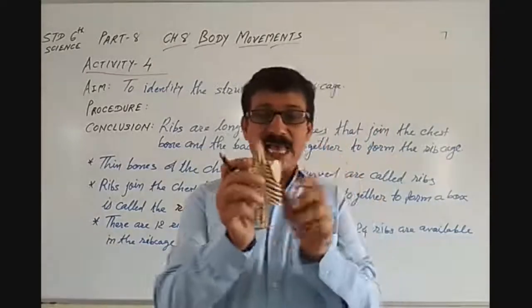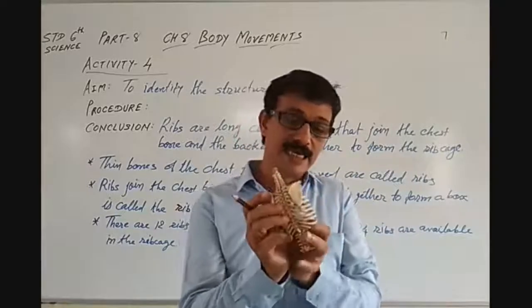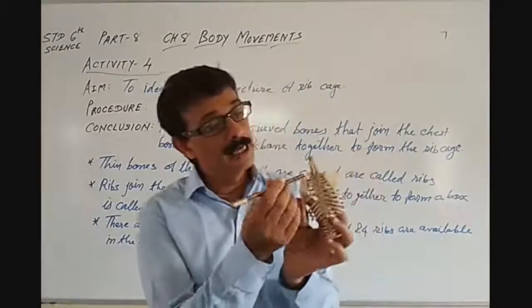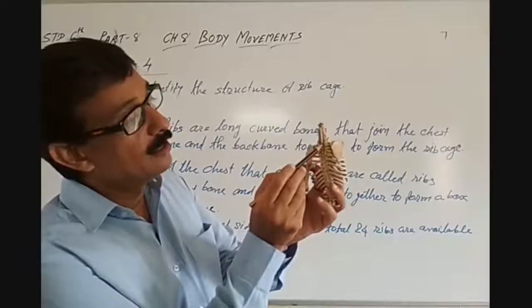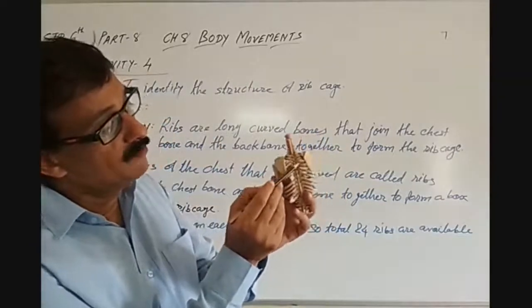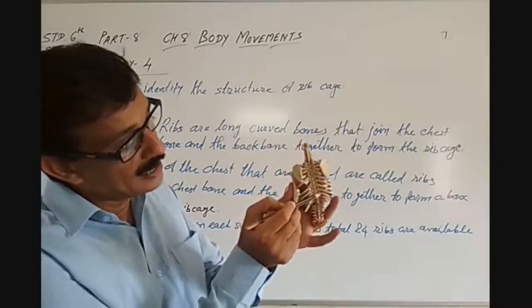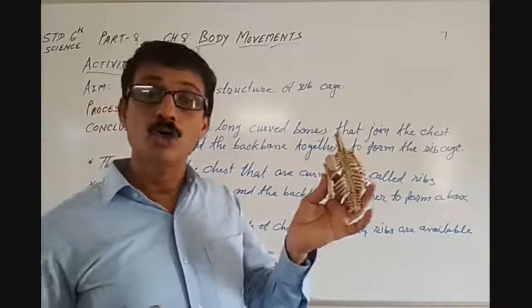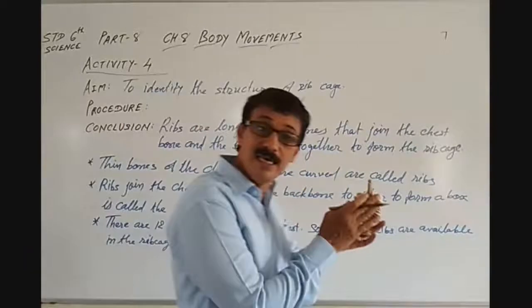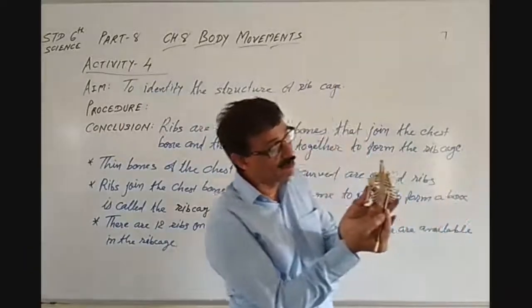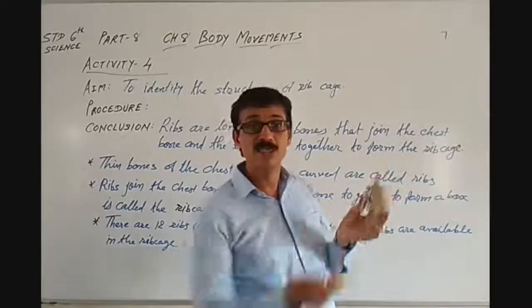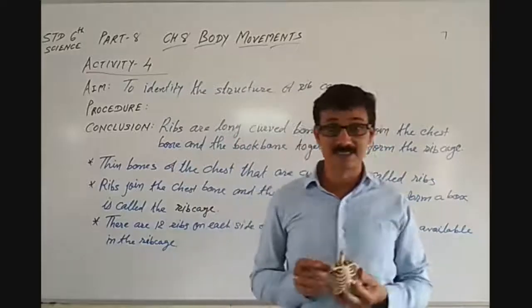See, from the back side we can see these ribs very perfectly, and you can see 1, 2, 3, 4, 5, 6, 7, 8, 9, 10, 11 and 12. A total of 12 ribs are there in the rib cage, 12 on this side, 12 on this side. That is why a total of 24 ribs are there.